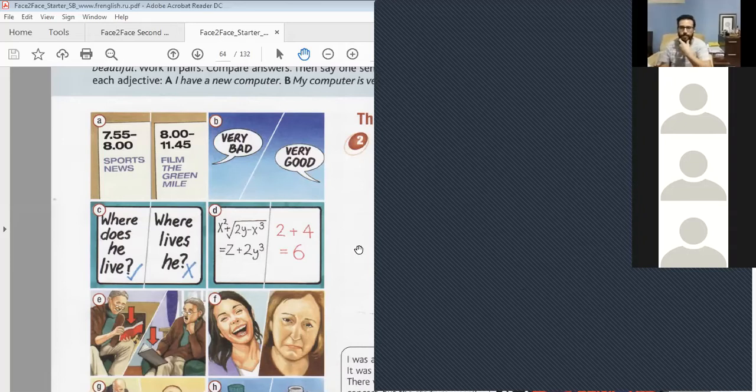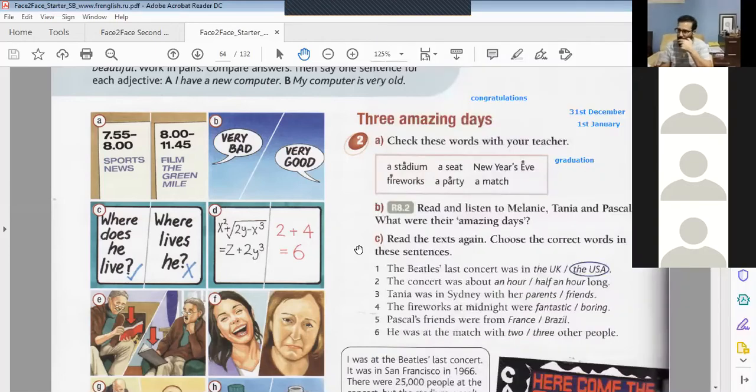Recording 8.2. Melanie. I was at the Beatles' last concert. It was in San Francisco in 1966. There were 25,000 people at the concert, but the stadium wasn't full. There were about 17,000 empty seats. The concert wasn't very long, only 33 minutes, but I was very happy to be there. I was only 16 at the time.